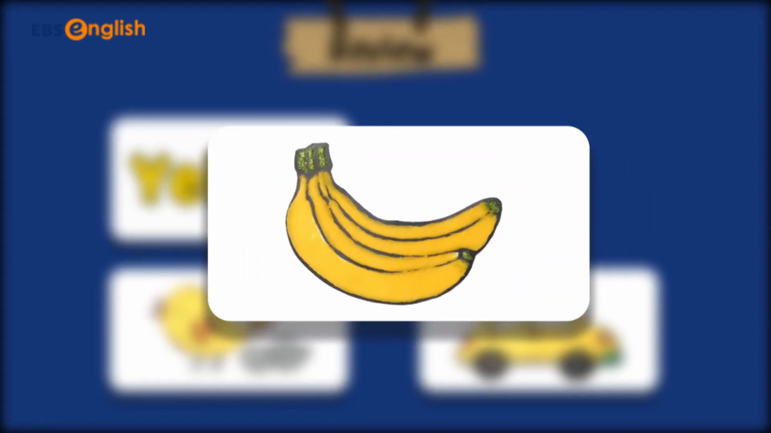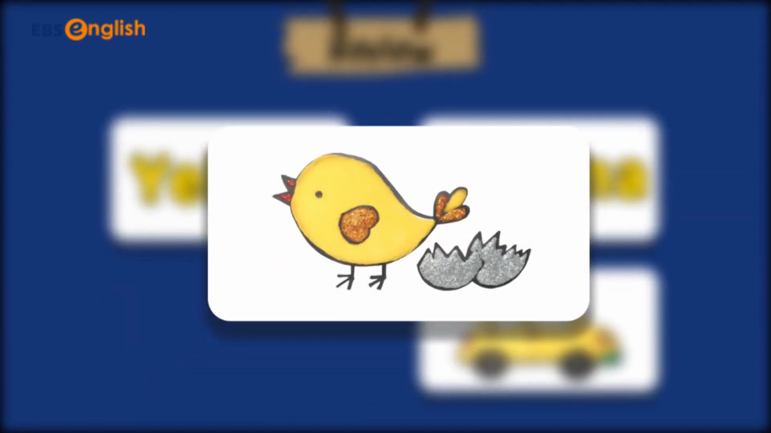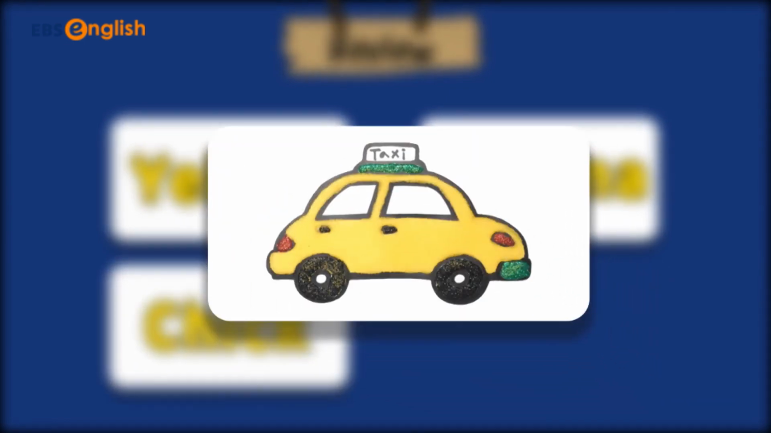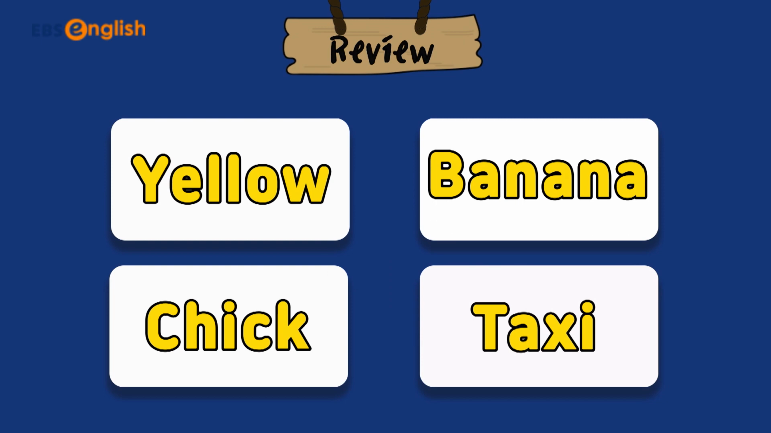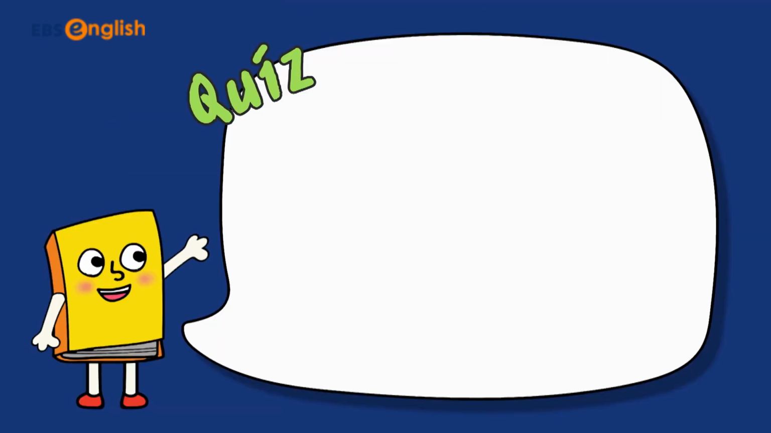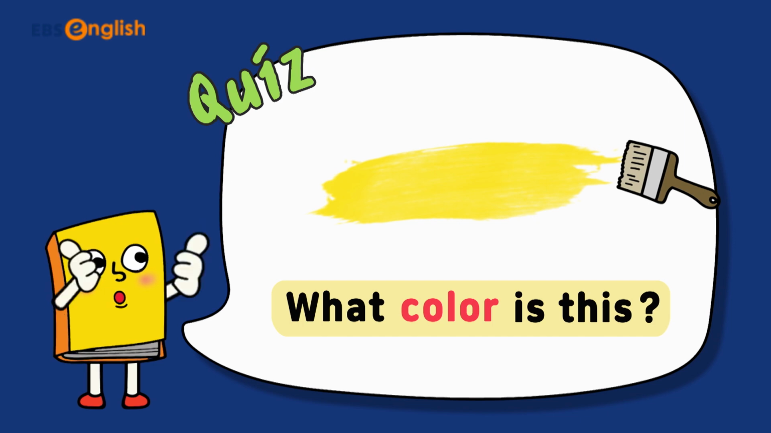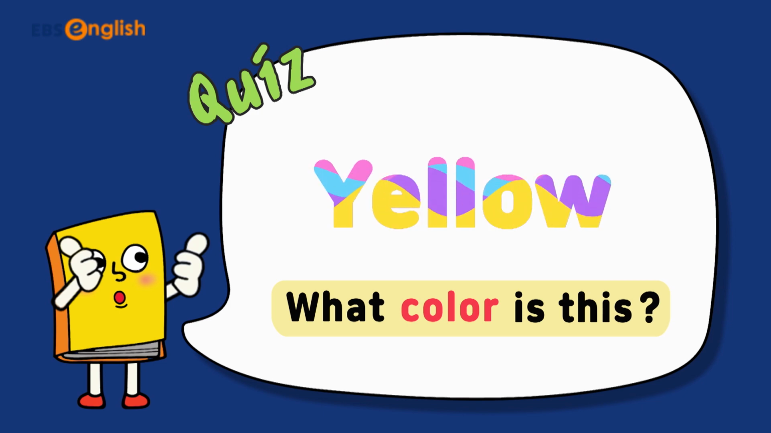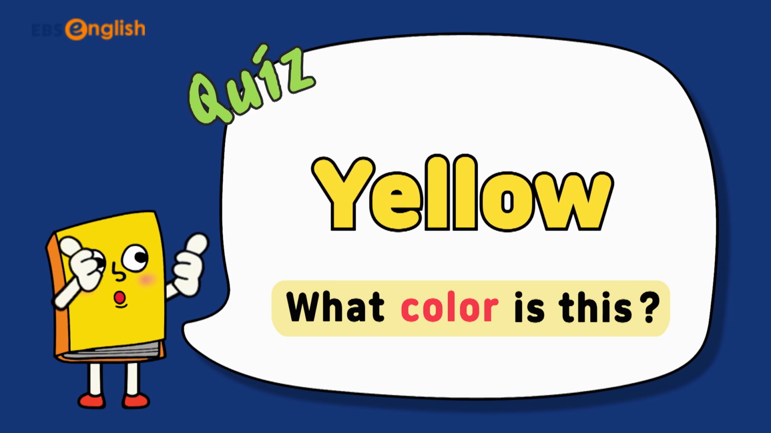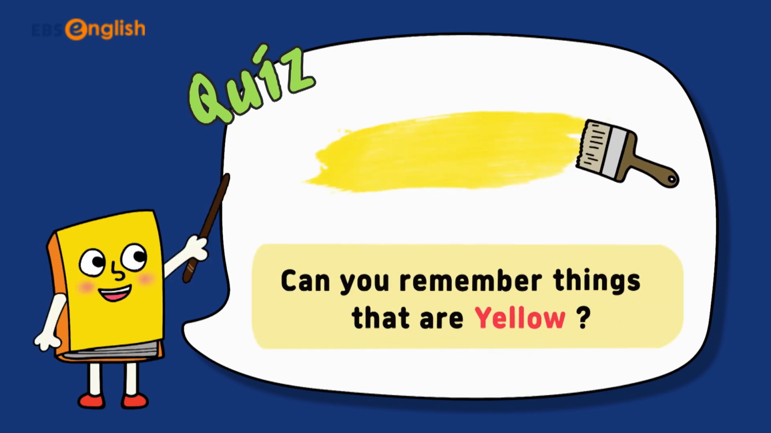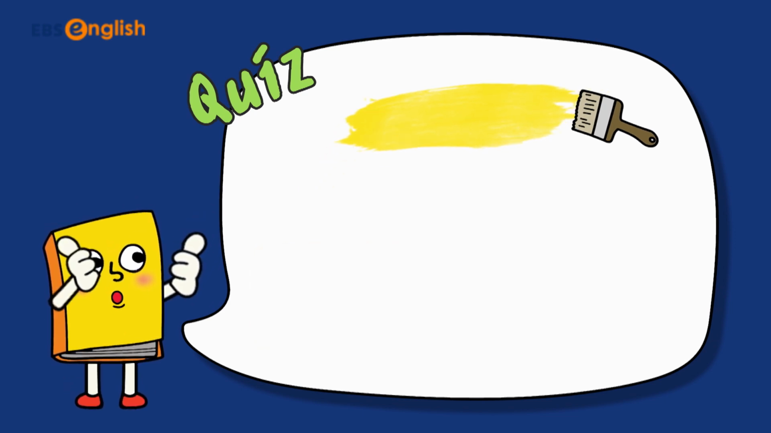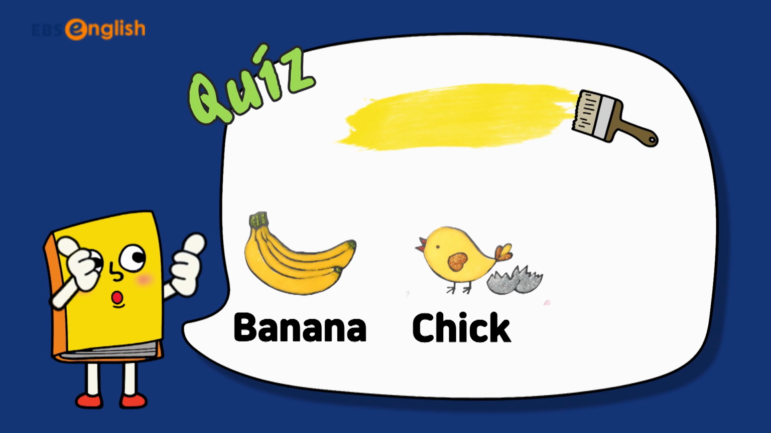Yellow, banana, chick, and taxi. What color is this? Perfect! This is yellow. Yellow, yellow. Can you remember things that are yellow? Great job! Banana, chick, and taxi.